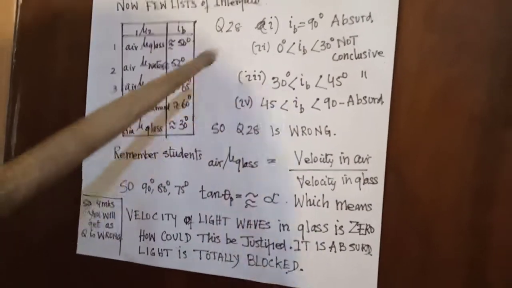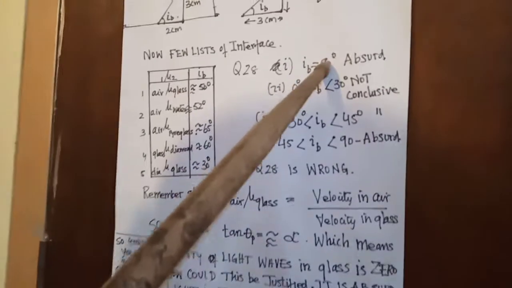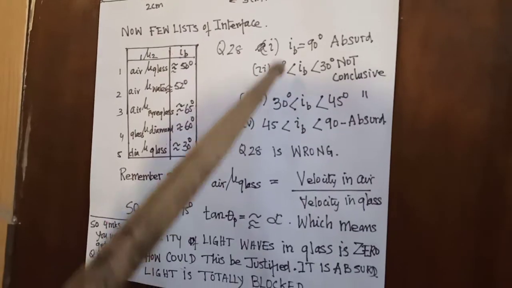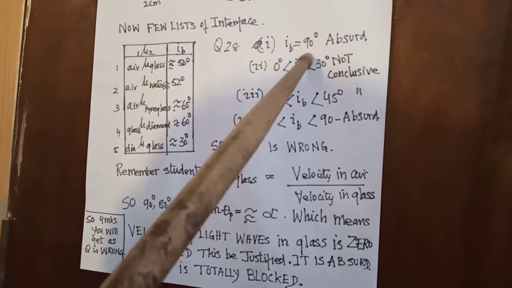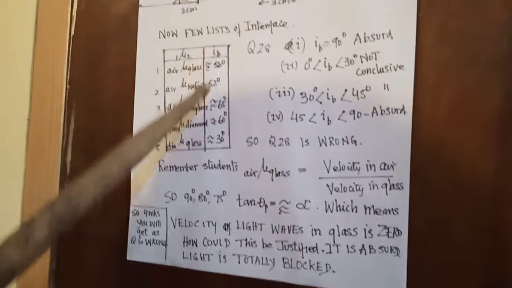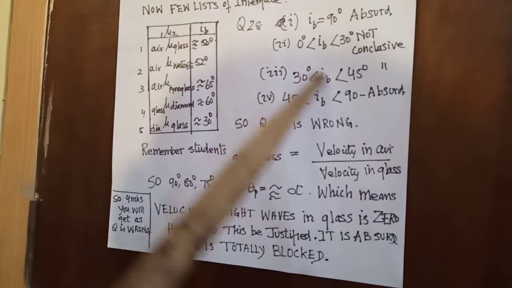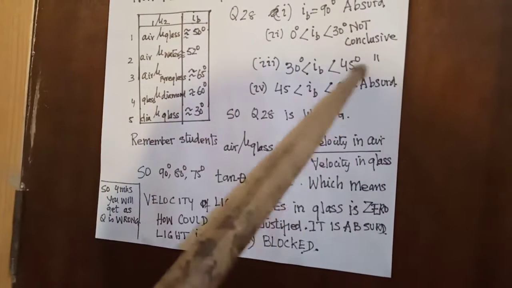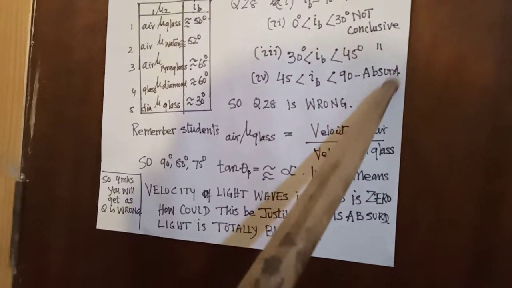Now, when we come to the question, see the choices. IB is equal to 90. This is not possible, absurd. It is an absurd question, absurd choice. IB is greater than 0, less than 30. This also you cannot decide. Look at this range, you cannot say that is correct. IB is greater than 30, less than 45. See, there may be more than 45, and there may be less than 30, so this is also not conclusive, and this is totally absurd.